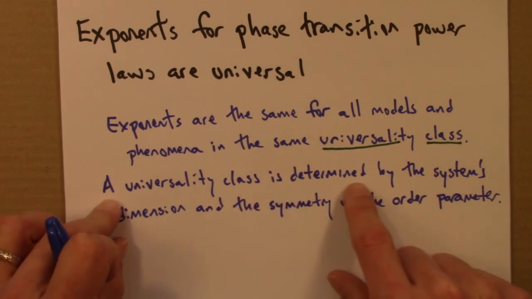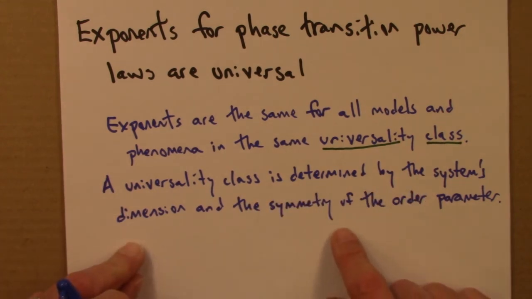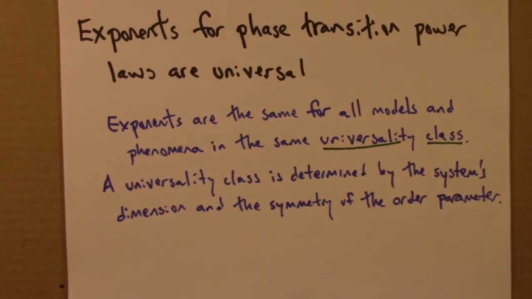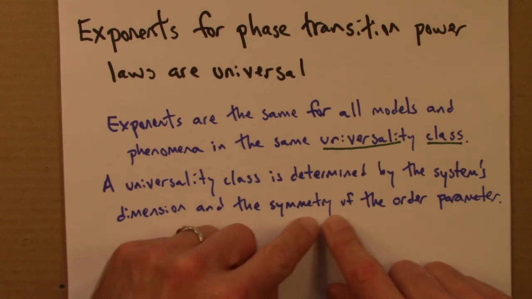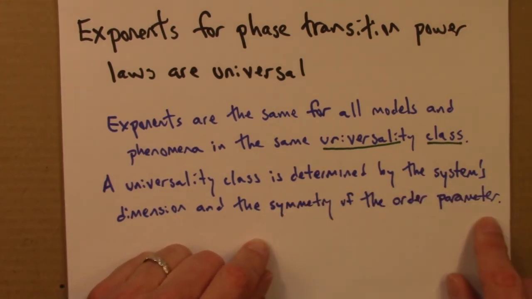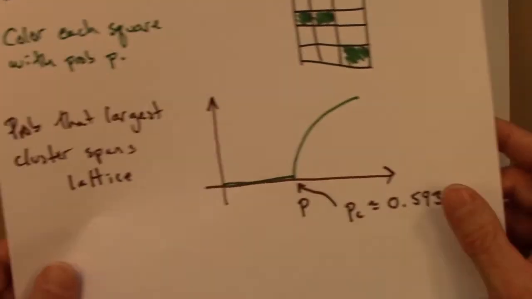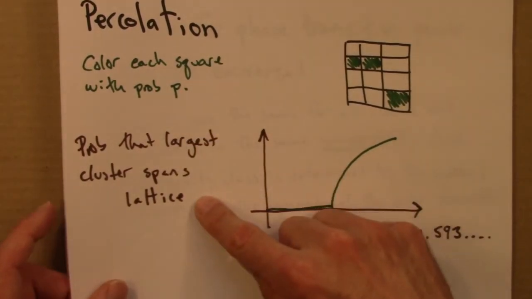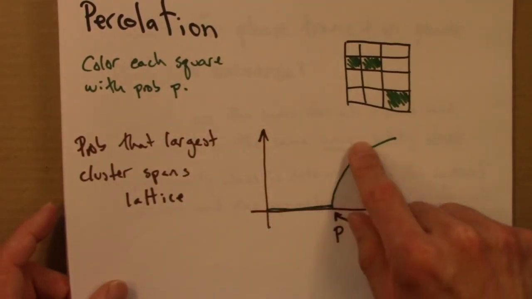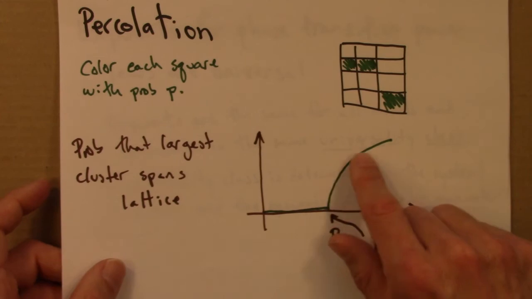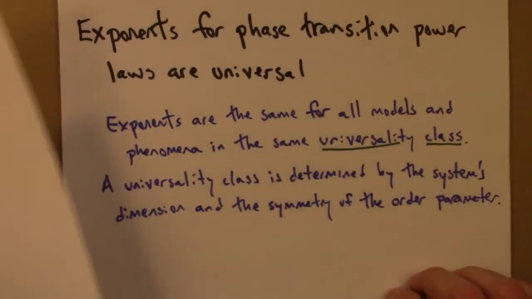Well, a universality class is determined by the system's dimension and the symmetry of the order parameter. So dimension: is it a 1, 2, 3, or 4 dimensional system, dimension in the traditional sense. And then symmetry of the order parameter is a more technical idea, but the order parameter means the thing that we're tracking that indicates whether or not a phase transition has occurred. So for percolation, it might be the probability that we have a spanning cluster. And the symmetry of this would be simply that it's basically a scalar, a single number. Some other systems can have more complicated order parameters.